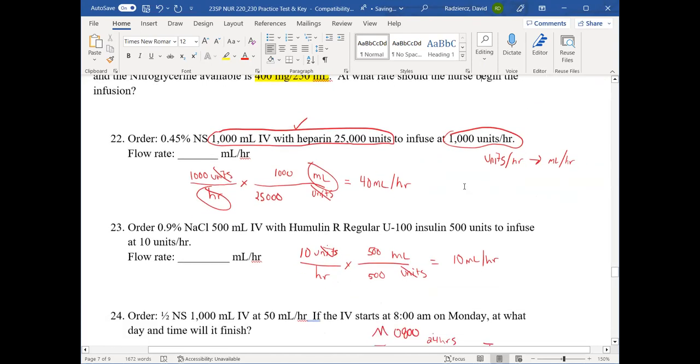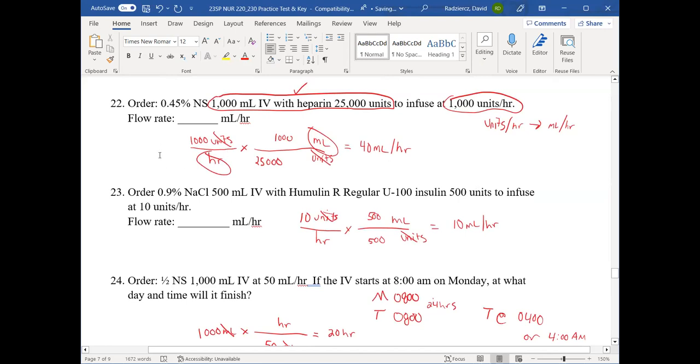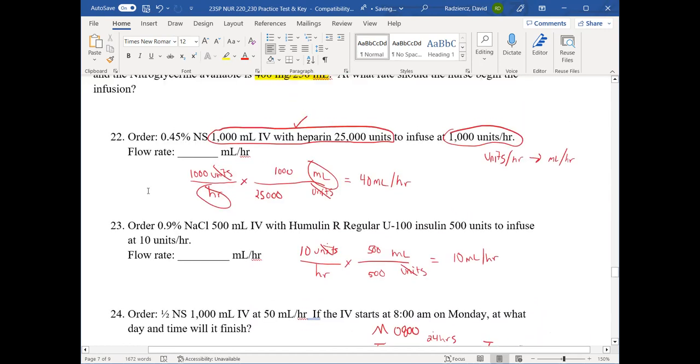All right. So how are you doing with 22 and 23? Are you okay with those? Yeah, 24 and 25 were my struggles. Okay. Well, first of all, 22 and 23 is good because that is part of the heparin infusion. Being able to convert units per hour to milliliters per hour. If you can do that, you have most of the battle conquered when it comes to the heparin protocol.